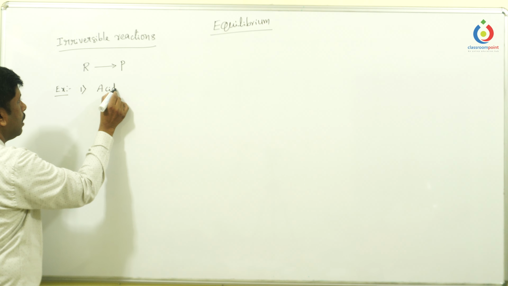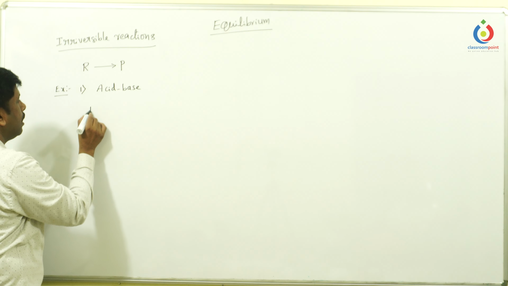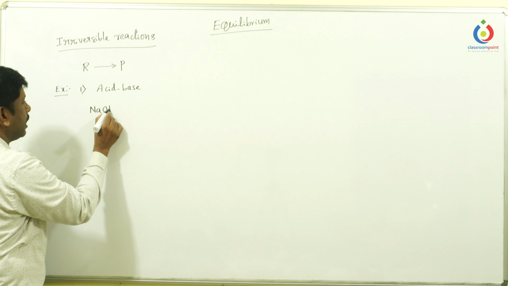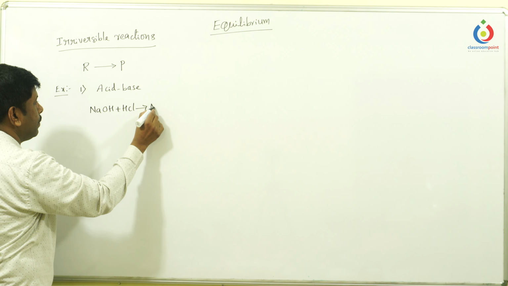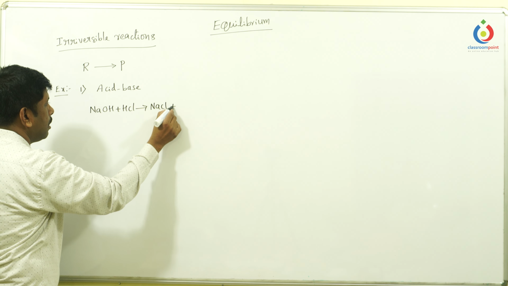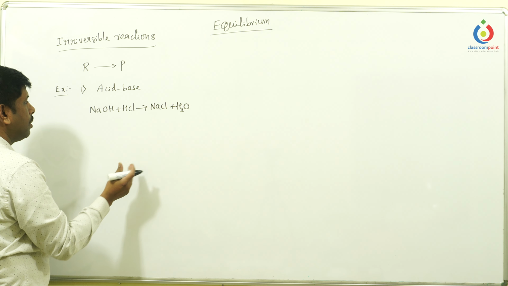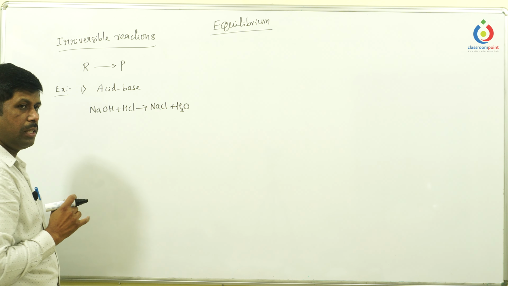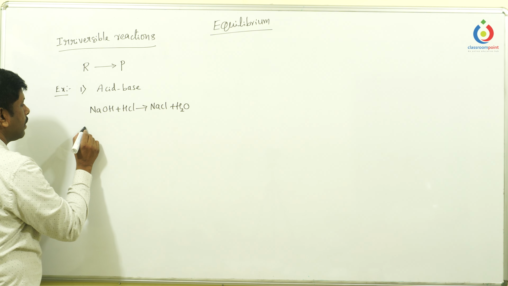Usually, acid-base neutralization reactions are irreversible in nature. For example, NaOH reacts with hydrogen chloride and produces NaCl plus H2O. Here NaCl doesn't react with the water to reproduce the NaOH and HCl. So this is an example of an irreversible reaction.